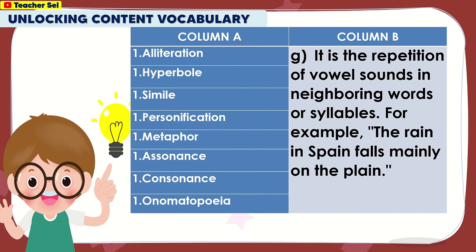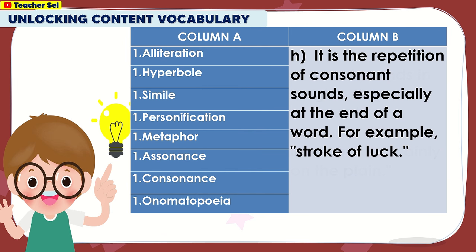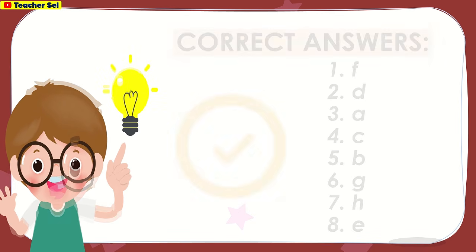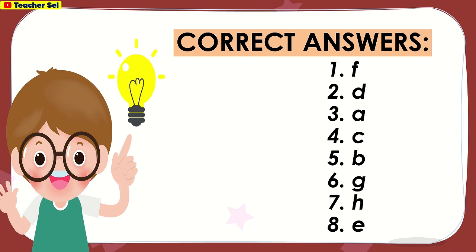G. It is the repetition of vowel sounds in neighboring words or syllables. For example, the rain in Spain falls mainly on the plain. H. It is the repetition of consonant sounds, especially at the end of a word. For example, stroke of luck. Here are the correct answers.